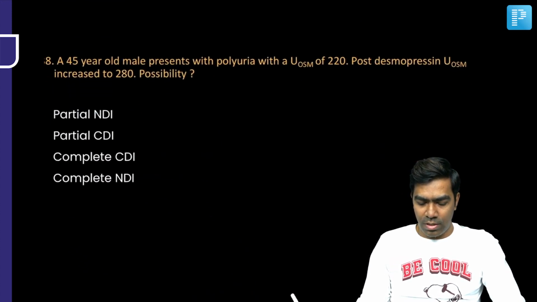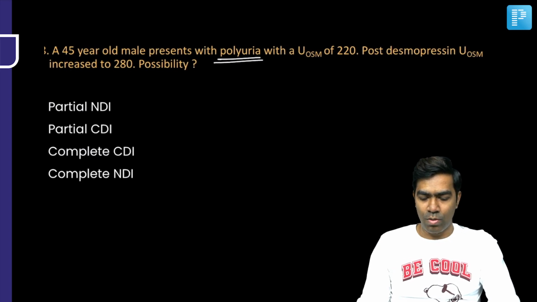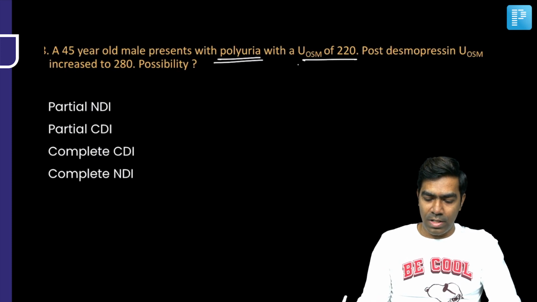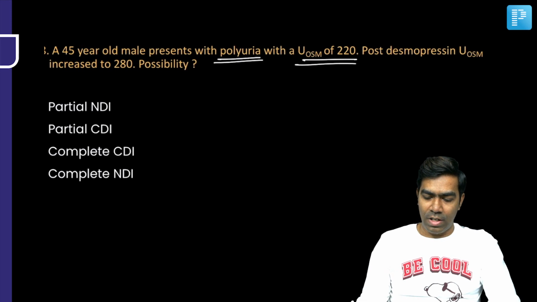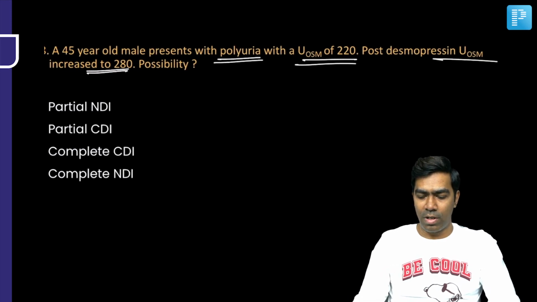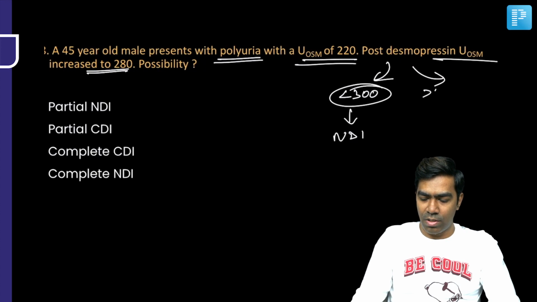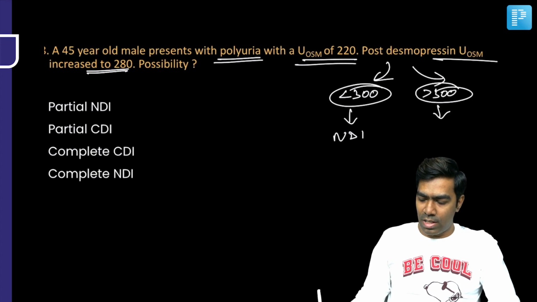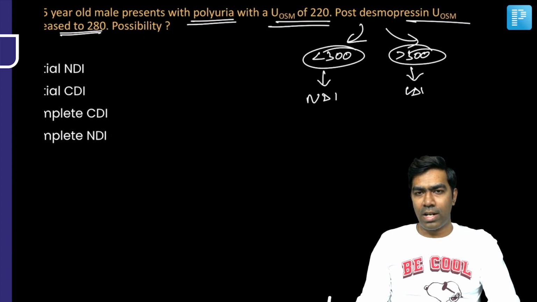And coming to question 38, you have a 45-year-old male who's presenting with polyuria, that is urine output of more than 3 liters per day. And the patient is having a urine osmolality of somewhere around 220 milliosmoles per kilogram. After desmopressin, the urine osmolality increased to 280. What is the possibility? Remember, after desmopressin, if the urine osmolality still remains less than 300, it is nephrogenic diabetes insipidus. If it goes beyond 300, then your diagnosis will be central diabetes insipidus or cranial diabetes insipidus.